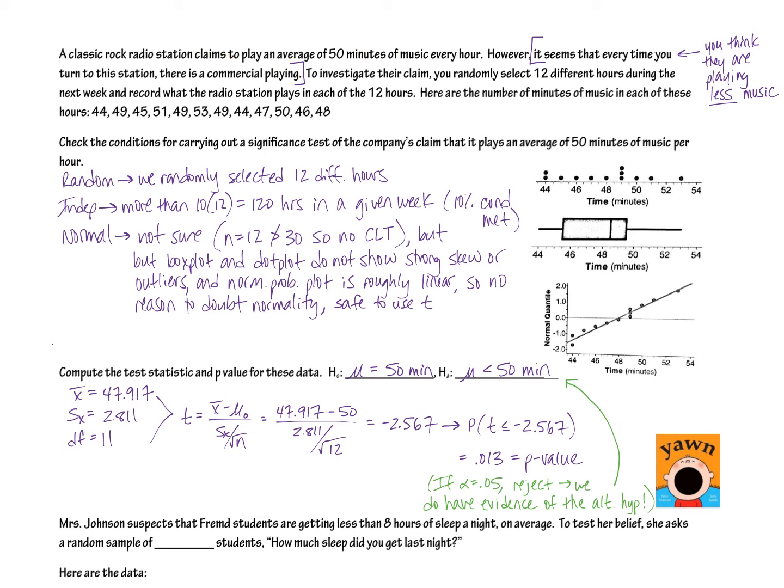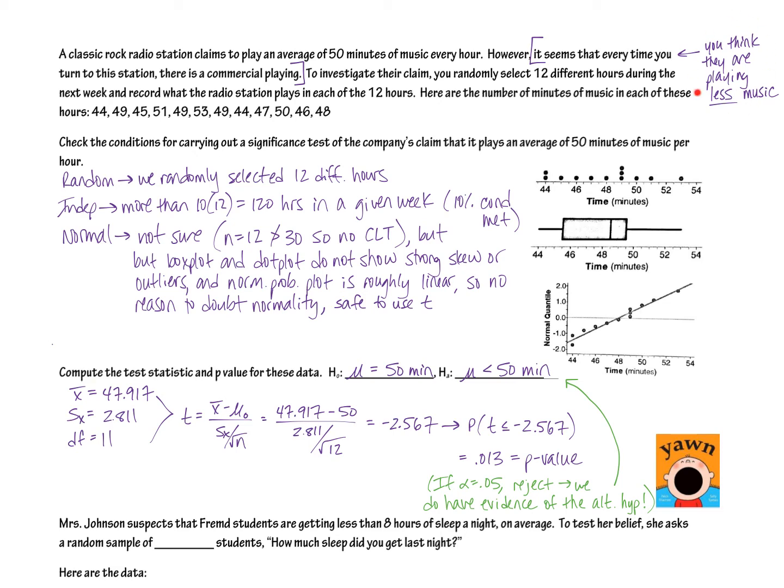And so we are assuming down here, I'm going to write that the mu is 50 minutes. We're assuming that's true. Whatever they're claiming, we're assuming it's true. That's going to be our H0, and we are testing because we suspect otherwise. It seems that every time we turn the station, there's a commercial playing. Typical radio story. Am I right?